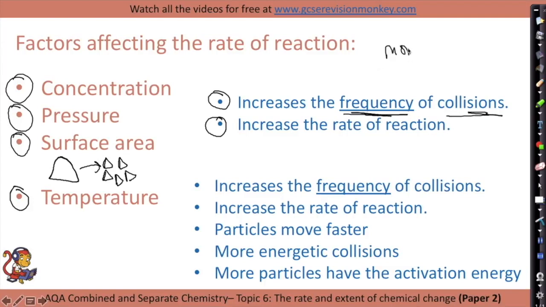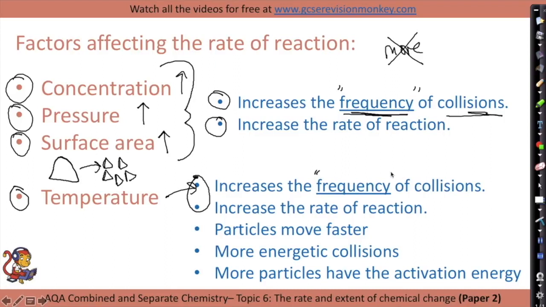I've underlined this because it's really important. You can't just write that there are more collisions. You have to put that you're increasing the frequency. So this word here is really important. So increasing the concentration of an acid, for example, increasing the pressure of a gaseous reaction, or increasing the surface area will increase the frequency of the collisions, which increases the rate of reaction. It's really repetitive, but it's the same kind of idea for all of these 3 concepts. It's also true for temperature. If you increase the temperature, the particles will collide more often, so we say we're increasing the frequency of collisions and increasing the rate of reaction.